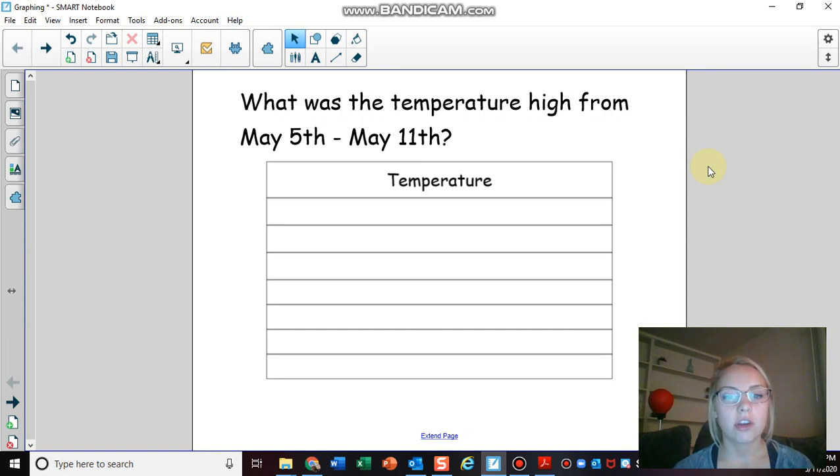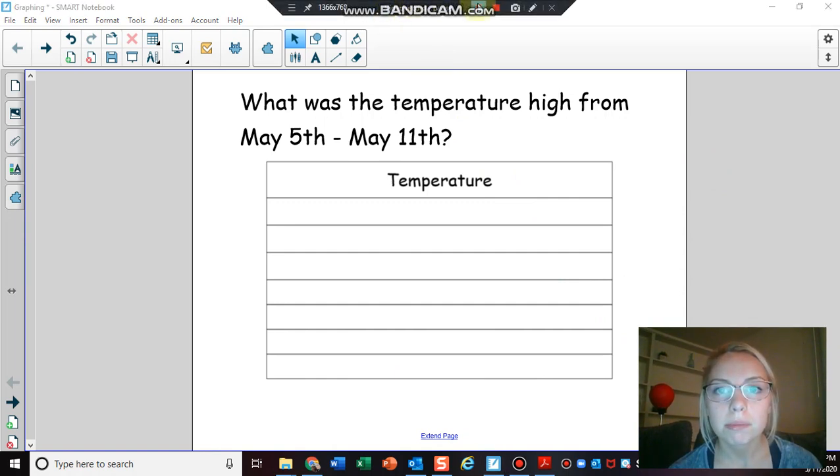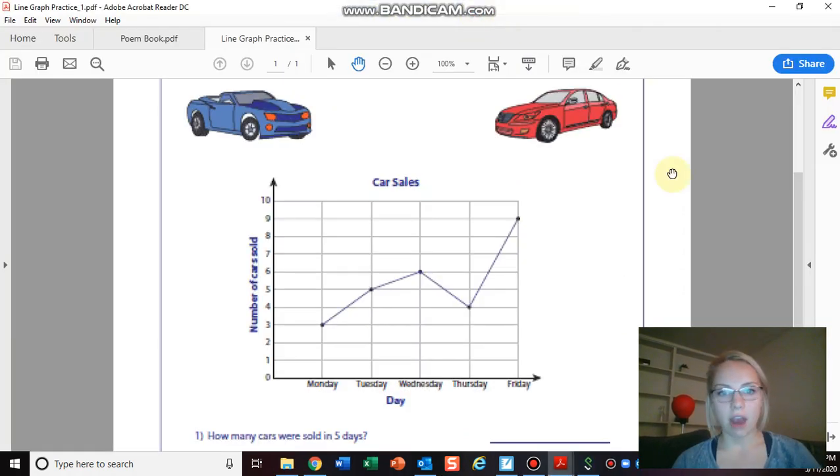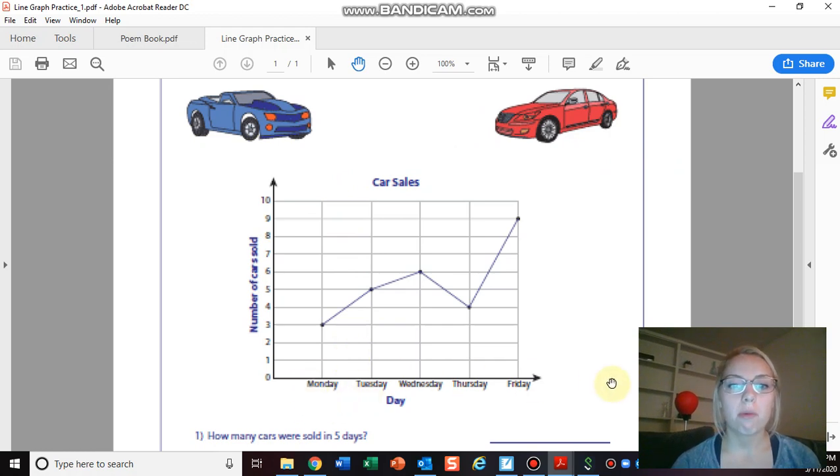A line graph is a graph that shows change over time. So I'm going to show you an example of a line graph. And here is an example that I posted in Google Classroom yesterday. And this just shows an example of car sales over a week. So here's Monday, Tuesday, Wednesday, Thursday, Friday. So during the work week, which is Monday through Friday, it showed how many cars were sold on each day.